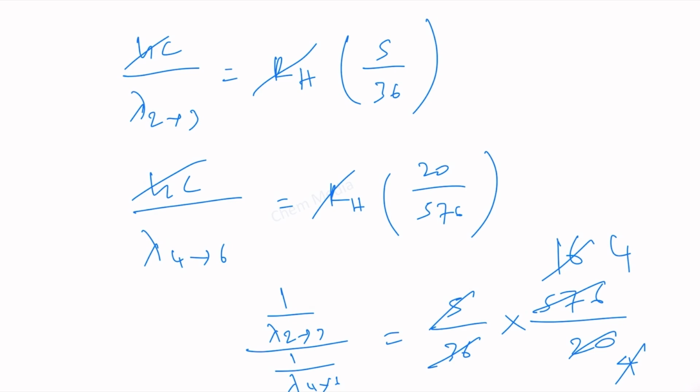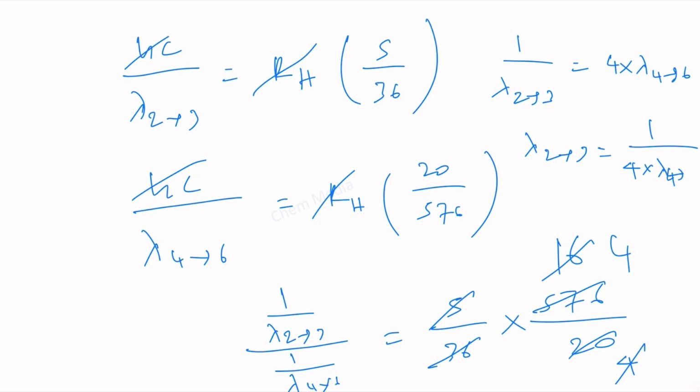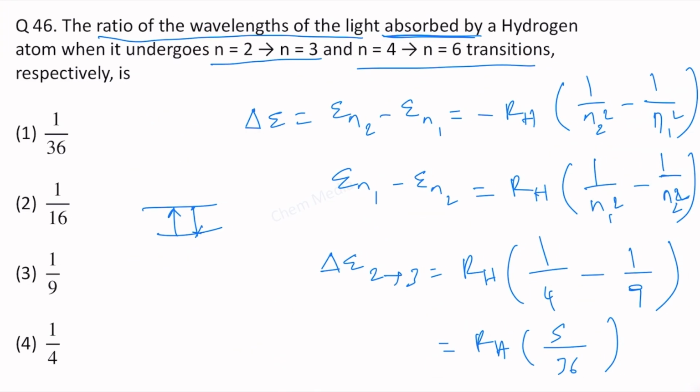So which means that 1 by lambda 2 to 3 is equal to, when it goes that side, 4 times 1 by lambda 4 to 6. So therefore lambda 2 to 3 is equal to 1 by 4 times lambda 4 to 6. So 1 by 4 is the ratio. This means that option 4 is correct.